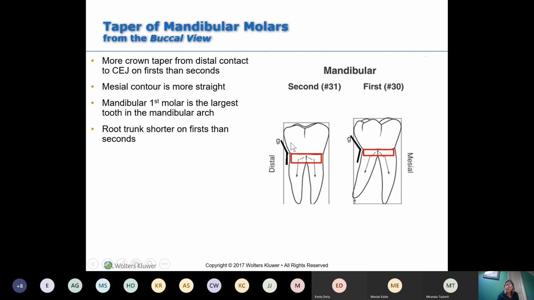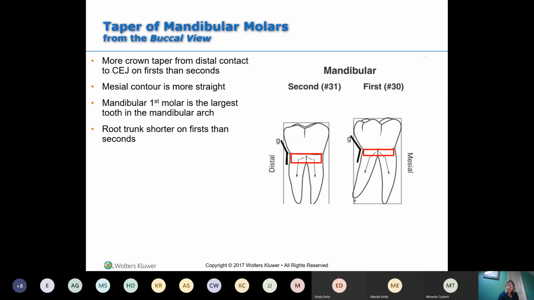The crown taper is how the crown slopes, I guess would be the best way to put it. So if you look at the crown taper and you start at the distal contact and you go down to the root, you can see how that makes a pretty deep bend right there as compared to this one. This one's a little more straight. We kind of care about this for scaling purposes.